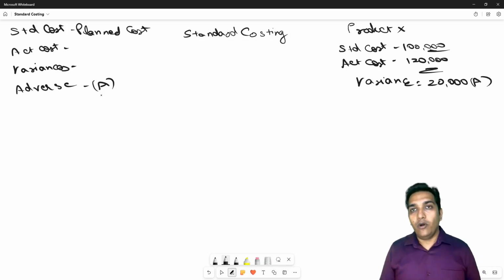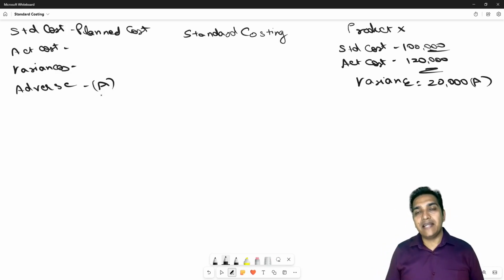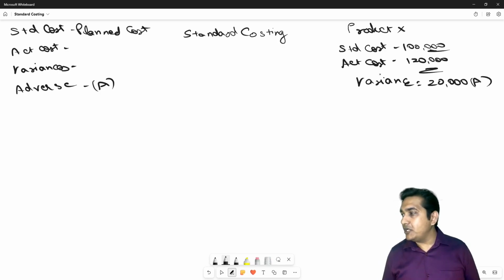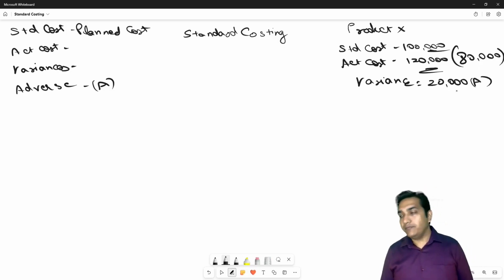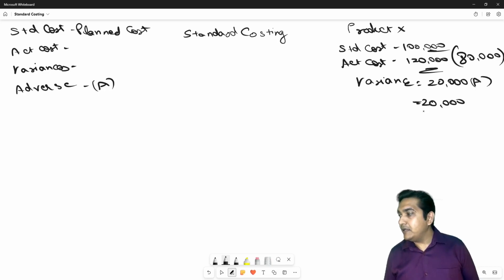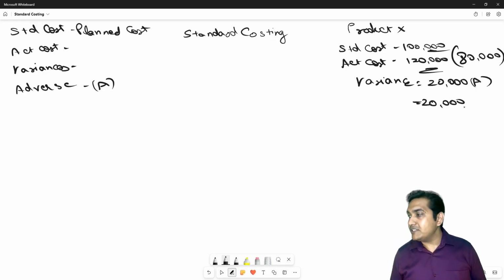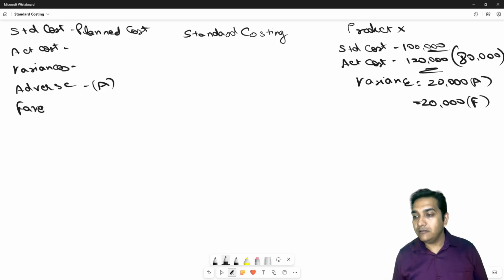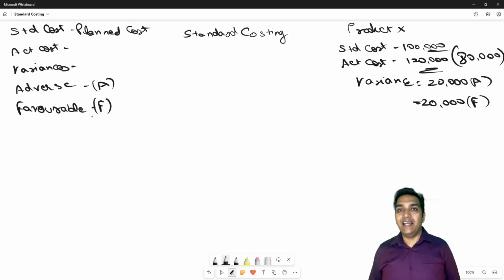But what if my standard cost is 1 lakh, but my actual cost comes to only 80,000? Then my variance is again going to be 20,000 only. But how do we denote this? We denote it as favorable, F.